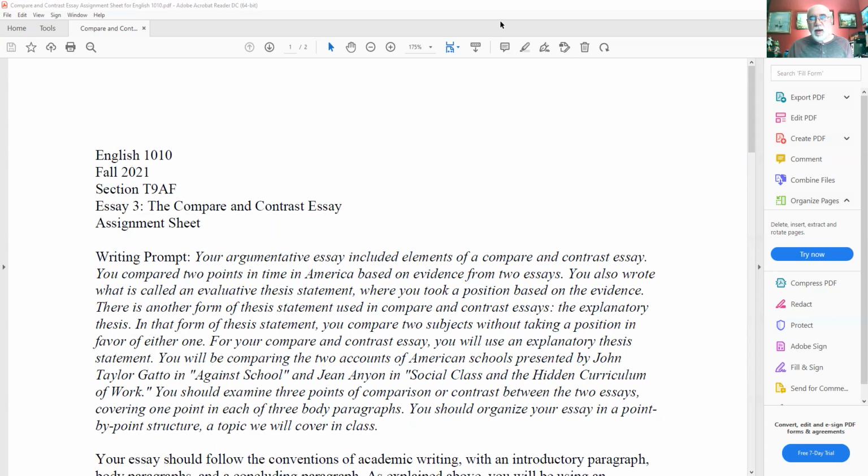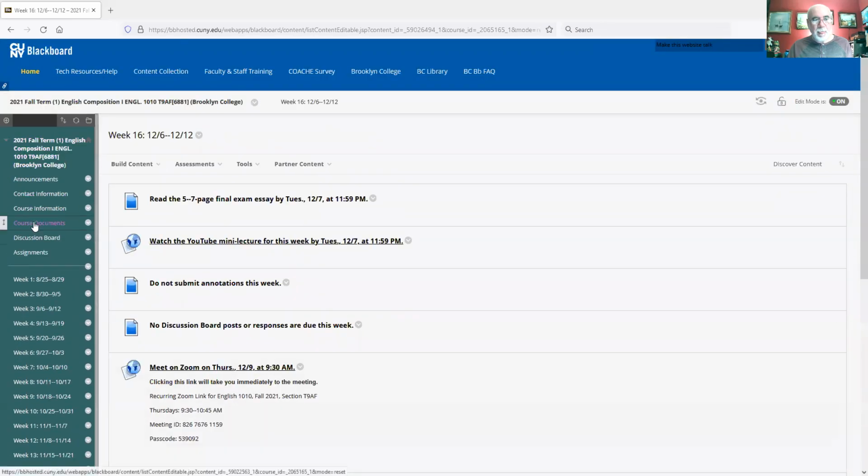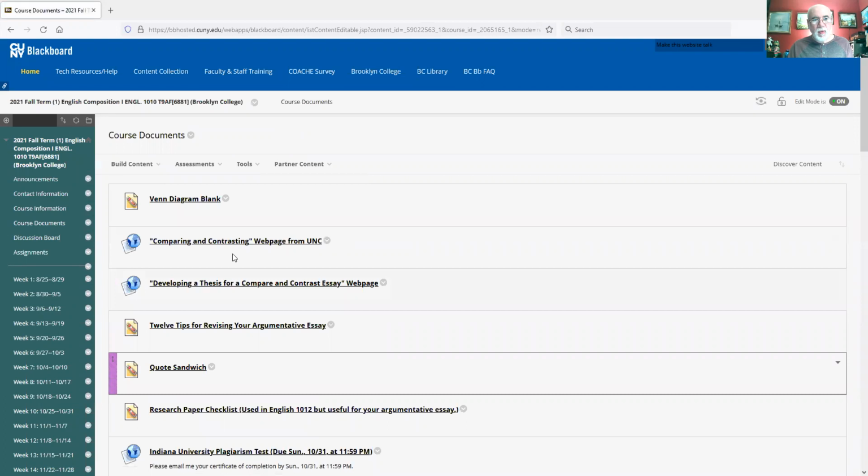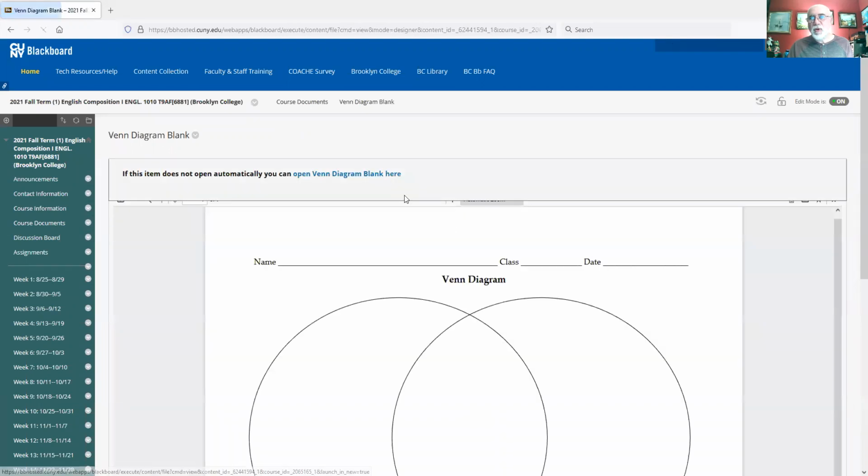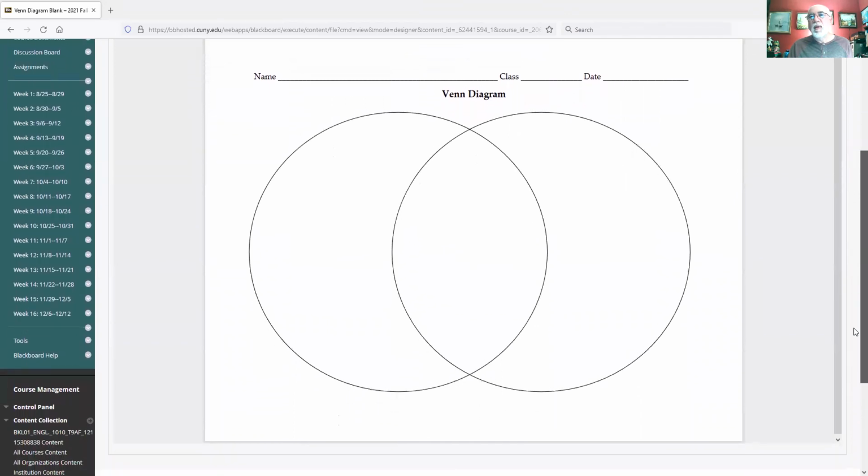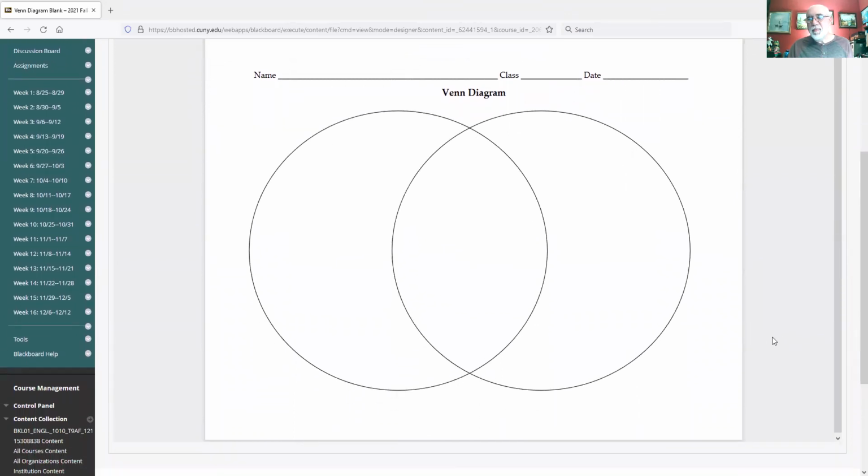And I want to now go back to the Blackboard where I have the Venn diagram. For those of you who are not familiar, you can probably imagine, most of you probably have an idea in your head of what this means, even if you've never done it. This circle here is one thing you are comparing and contrasting, and this is the other thing.